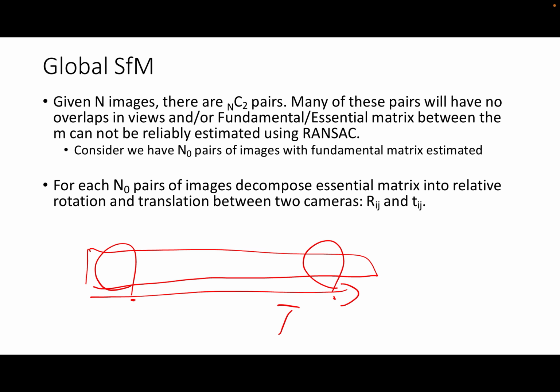So consider we have n0 pairs of images with fundamental matrix estimated. For each of the n0 pairs, decompose the essential matrix into the relative rotation and translation between the 2 cameras, Rij and Tij. That is the epipolar geometry. If we already have matched results, then we can perform epipolar geometry, and for each pair we get an essential matrix. The essential matrix has only extrinsics, not intrinsics. We can decompose it into relative rotation and translation between 2 cameras. That is just image matching and epipolar geometry that we learned.